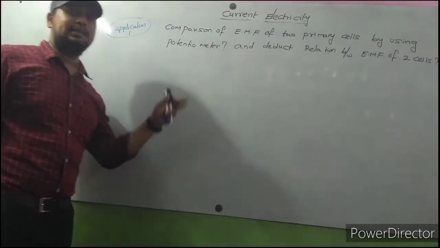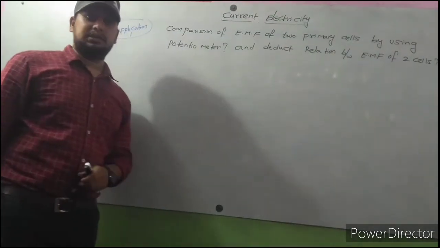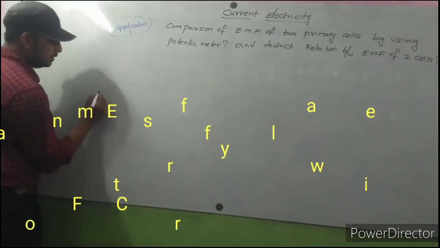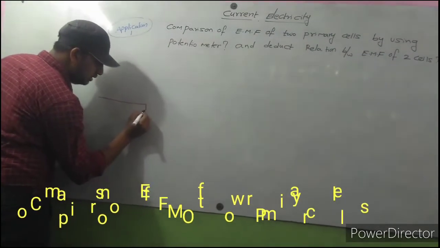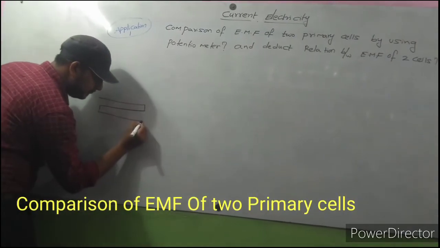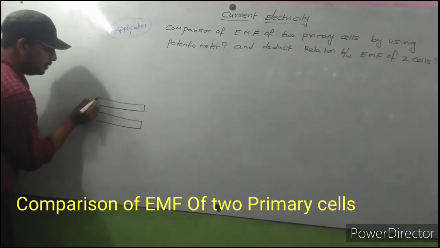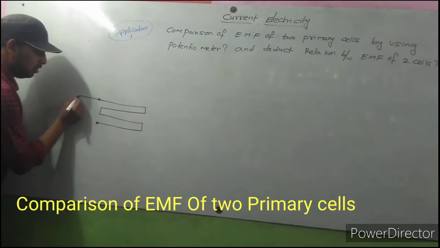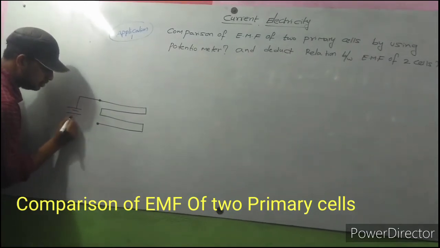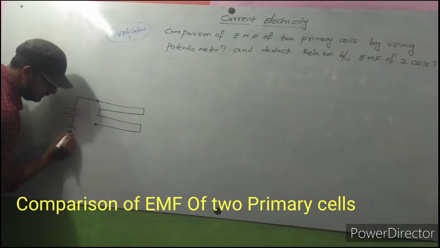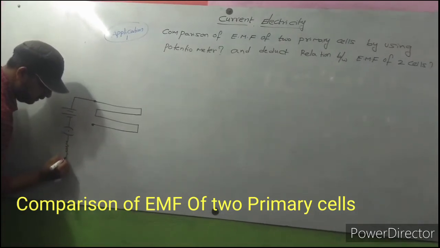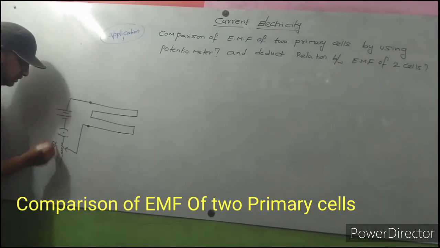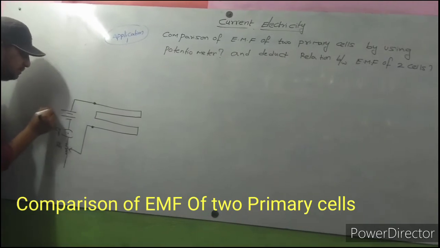This type of question is asked as a 5 marks question, so please observe carefully. First of all, we need to draw the diagram of the potentiometer. Generally, first we draw the auxiliary circuit. This is the auxiliary circuit of the potentiometer, connected to a strong battery source, a plug key and a rheostat RH.